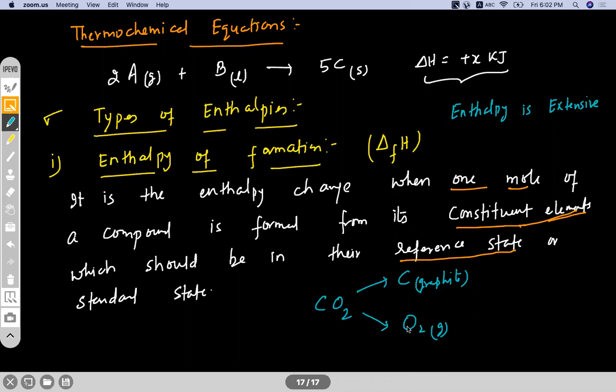All right, we'll finish this enthalpy of formation and then we'll have a break. One second. Let me finish this.